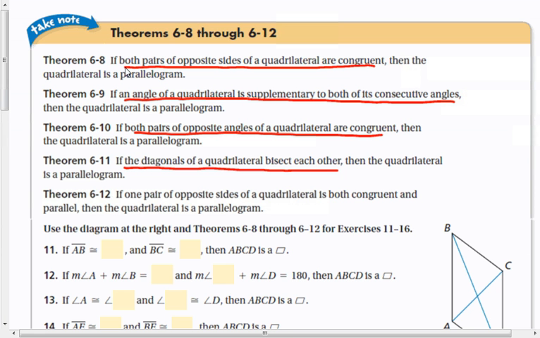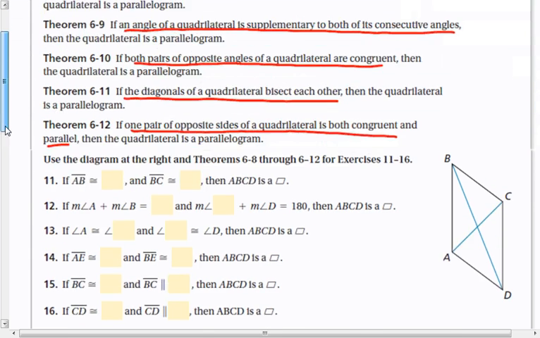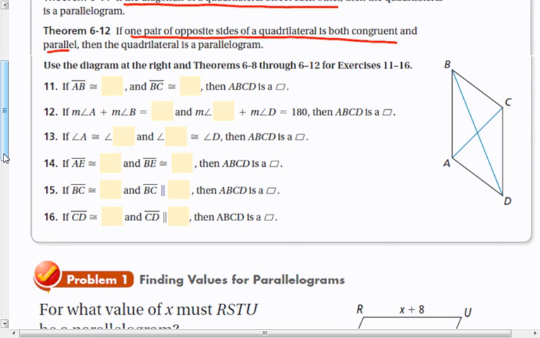Or if one pair of opposite sides of a quadrilateral is both congruent and parallel, then any of those ways will show that the quadrilateral is a parallelogram. Go ahead and do 11 through 16 using those.